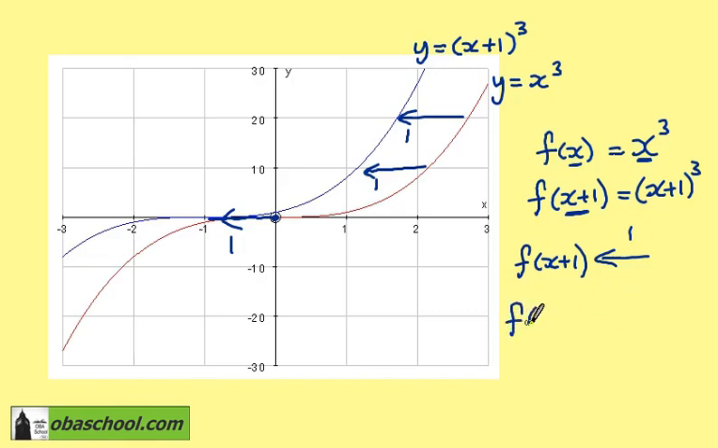We can now generalize what we've seen in this section by saying that f of x minus a is a shift of a units to the right, and we saw f of x minus 2 was a shift of 2 units to the right, and f of x plus 1 was a shift of 1 unit to the left.